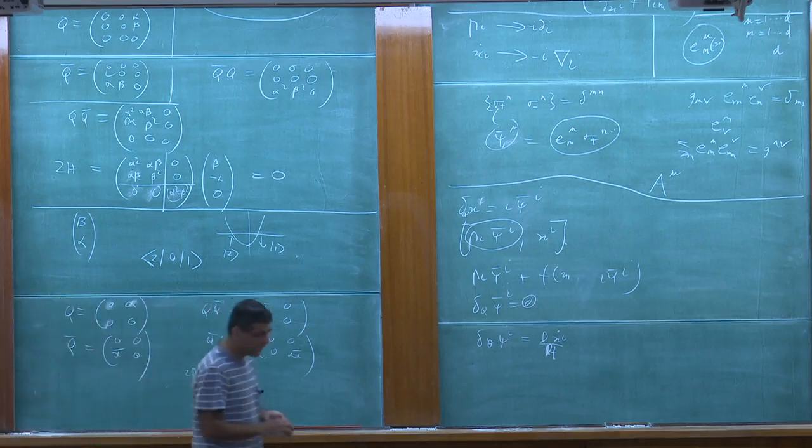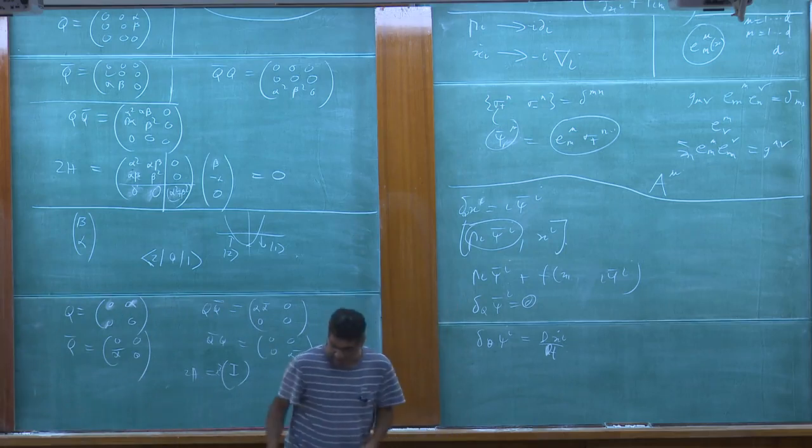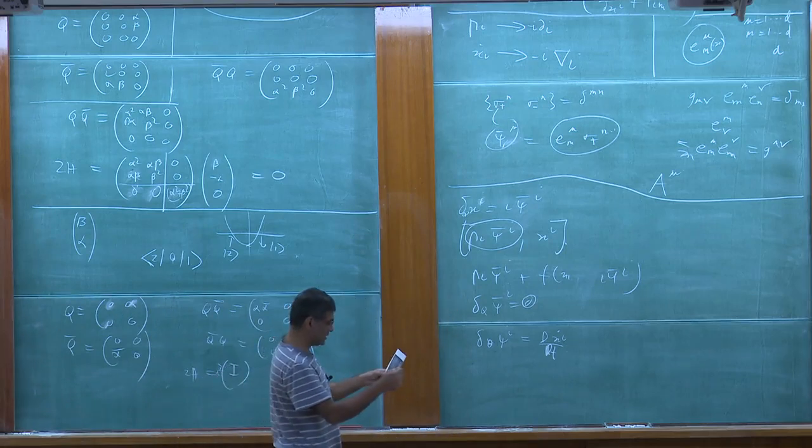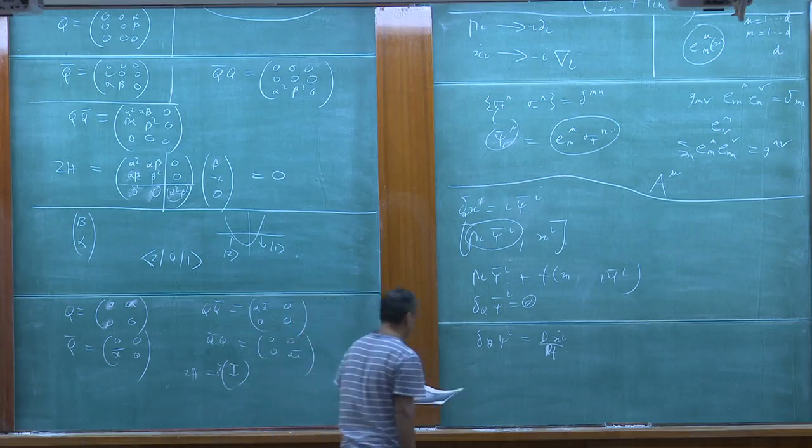Sorry, what? Oh, f is 0 in our game. Oh, sorry, no, there's no x. Oh yeah, what am I saying? It's just xi dot, xi dot.